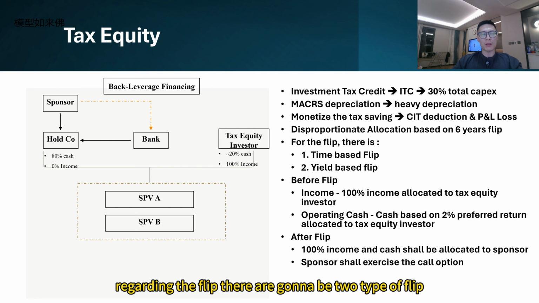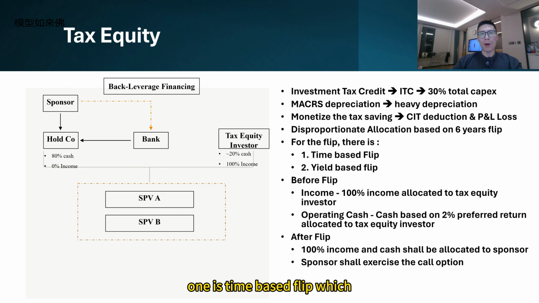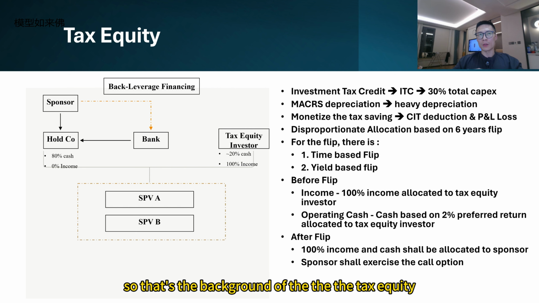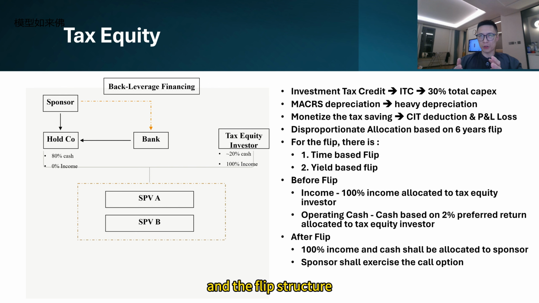There are two types of flip. One is the time-based flip, which I just mentioned. The second is the yield-based flip. For the yield-based flip, the yield here means the IRR. When the tax equity investor gets like 8 to 9% IRR, the flip happens, and the cash flow portion and income portion change according to their partnership agreement. So that's the background of the tax equity and the flip structure.